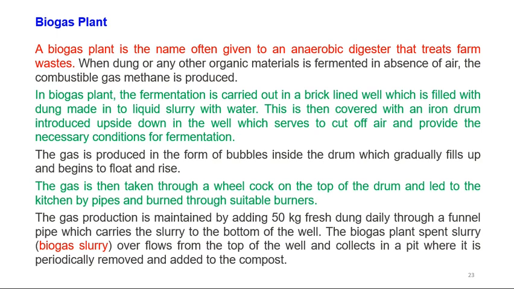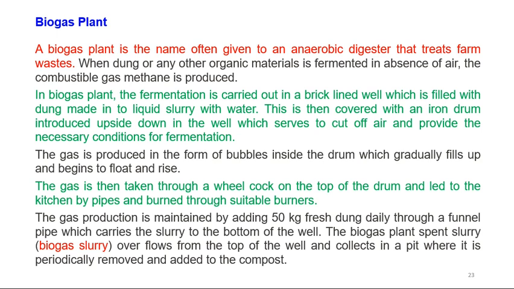The gas is produced in the form of bubbles inside the drum, which gradually fills up and begins to float and rise. The gas is then taken through a wheelcock on the top of the drum and led to the kitchen by pipes and burned through suitable burners.